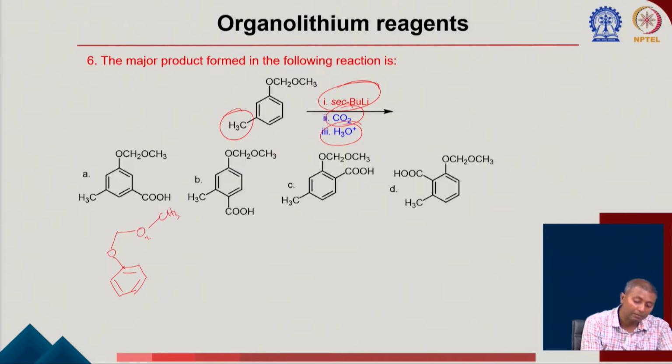One is it can bind with the lithium, sorry for that, and if you see this is R, then this can take this proton to generate a carbanion. So there is a possibility number 1. Or there is another possibility here.